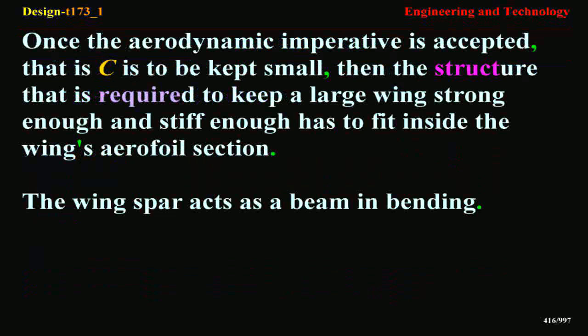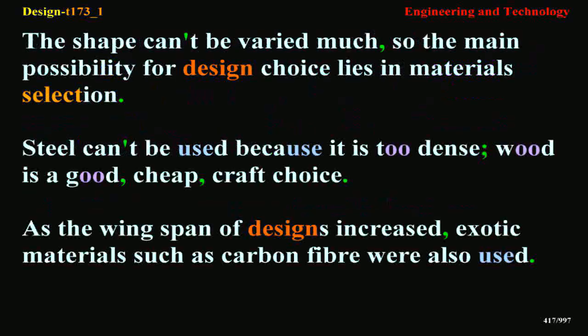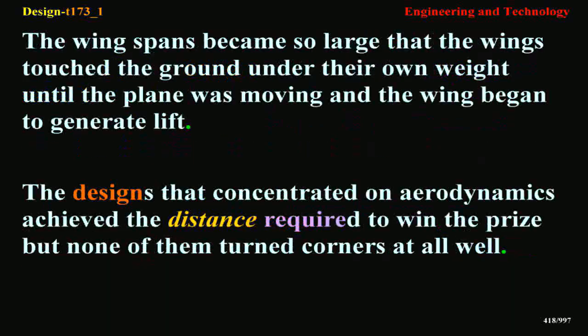Once the aerodynamic imperative is accepted, that is, C is to be kept small, then the structure that is required to keep a large wing strong enough and stiff enough has to fit inside the wing's airfoil section. The wing spar acts as a beam in bending. The shape can't be varied much, so the main possibility for design choice lies in material selection. Steel can't be used because it is too dense. Wood is a good, cheap craft choice. As the wingspan of designs increased, exotic materials such as carbon fiber were also used. The wingspans became so large that the wings touched the ground under their own weight until the plane was moving and the wing began to generate lift.